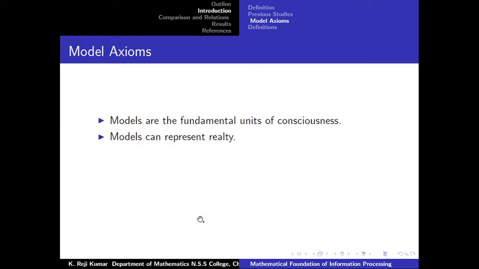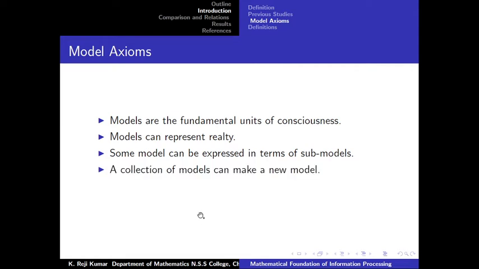Models are the fundamental units of consciousness. Models can represent reality. Some models can be expressed in terms of submodels. A collection of models can make a new model. Relationship among models is a new model. These are the model axioms, and based on these model axioms, a mathematical theory of consciousness is developed.